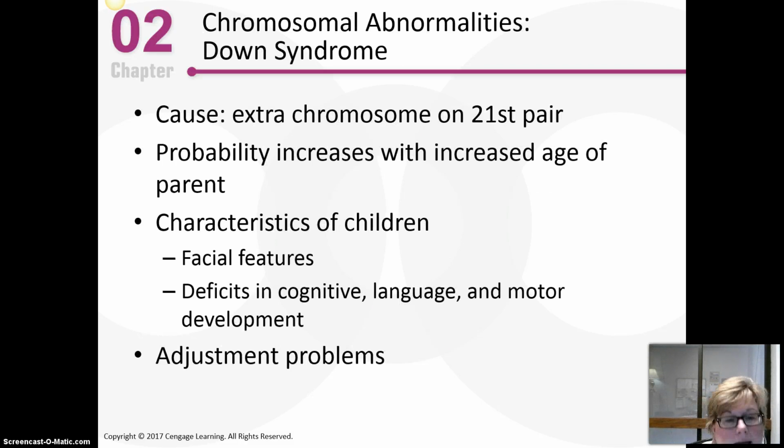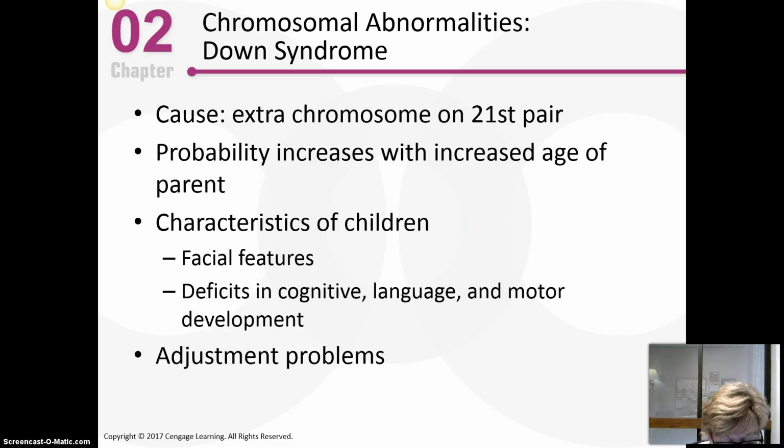And in looking at the abnormalities, the first thing we look at is Down syndrome. This is caused by an extra chromosome on the 21st pair, and that basically results in 47 chromosomes, instead of the 46 that we would typically get from the 23 pairs. Again, they're pairs, so that would be 46, and this extra chromosome makes for 47.